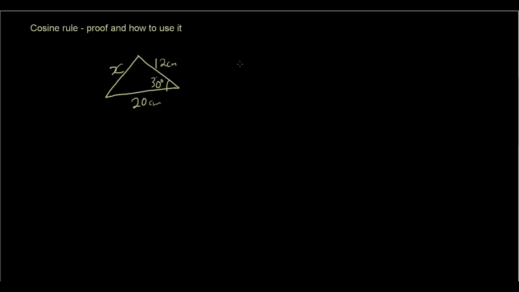sine rule to do it, because let's say I have sine x over sine 30, then we don't have this angle here or this angle here, so it'll just be 12 over sine, and then let's call that angle B, 20 over sine angle C. You can't solve it, there's too many variables, so the sine rule is useless in this case if we want to find the side length of x.